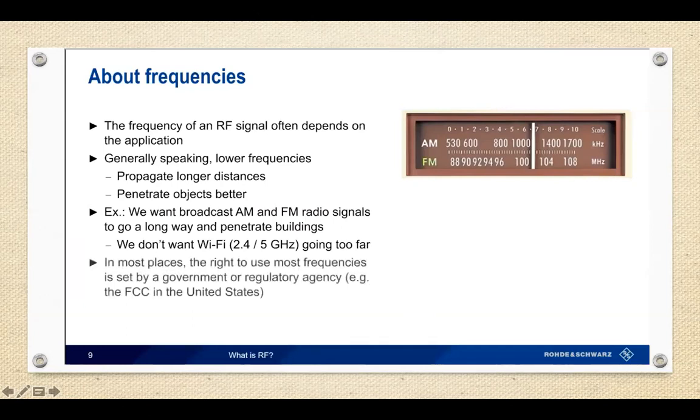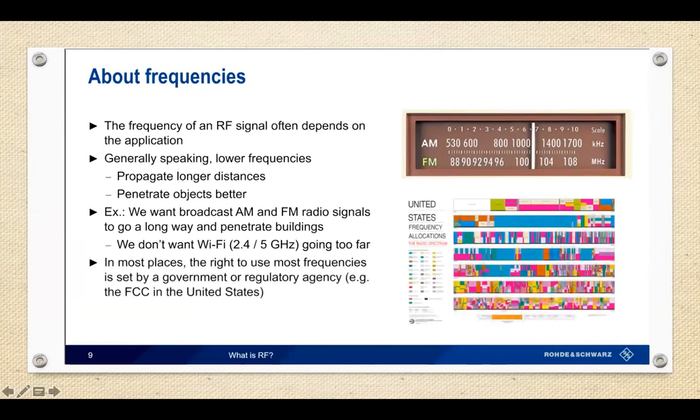In most parts of the world, the right to use a given frequency or range of frequencies is set by a government or regulatory agency. In the United States, this is the Federal Communications Commission, or FCC. Acquiring the license to use certain frequencies often requires a fee, and the cost can be quite substantial. Cellular network operators, for example, pay billions of dollars for the exclusive right to use certain frequencies.